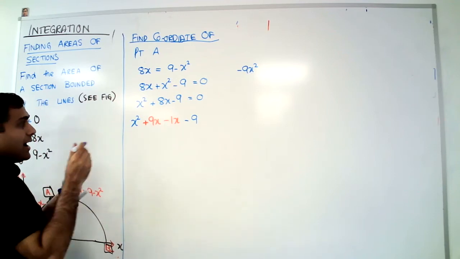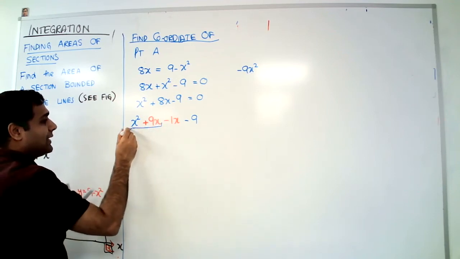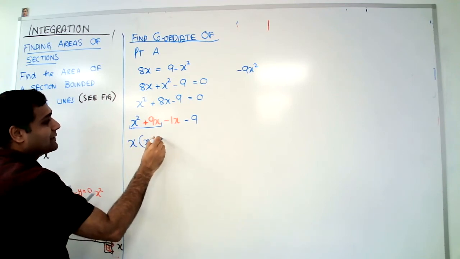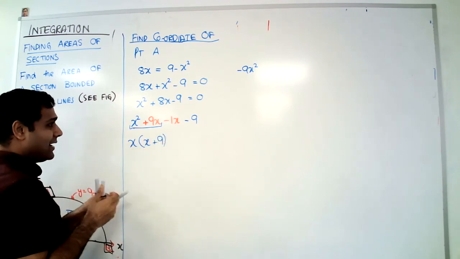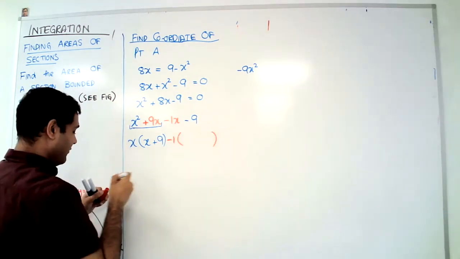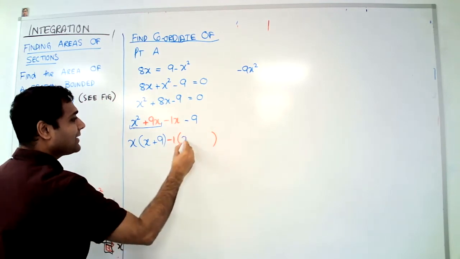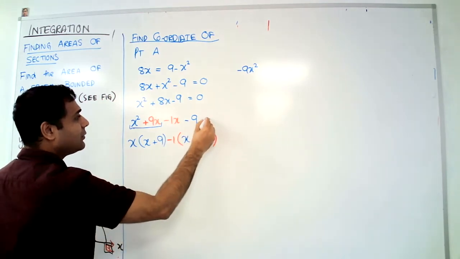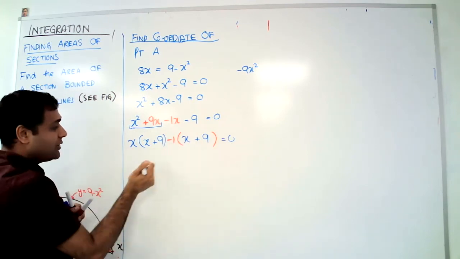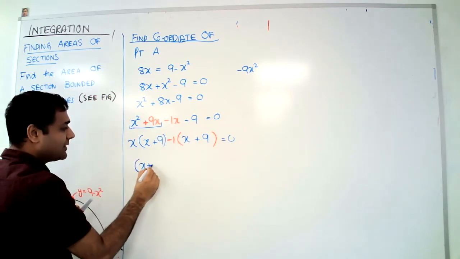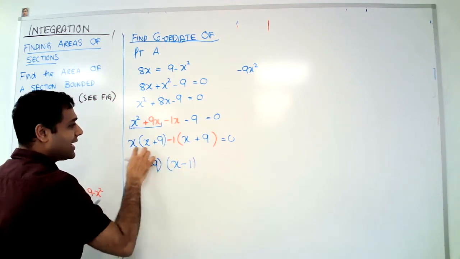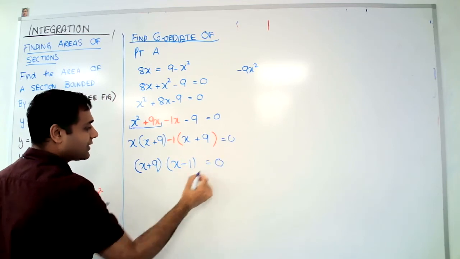Now, I'm just going to see what is common here. The x is common here. I'm left with x plus a 9. And the other one, minus 1, is common. And I'm left with x plus a 9 equals 0. So you see x plus 9 is same, which means we are doing it right. So I can write x plus 9 in one go, and the other I can write x minus 1. This is how we factorize.